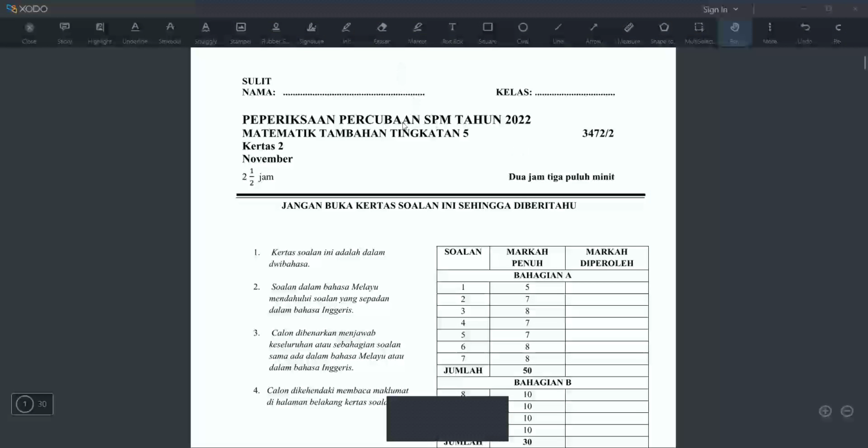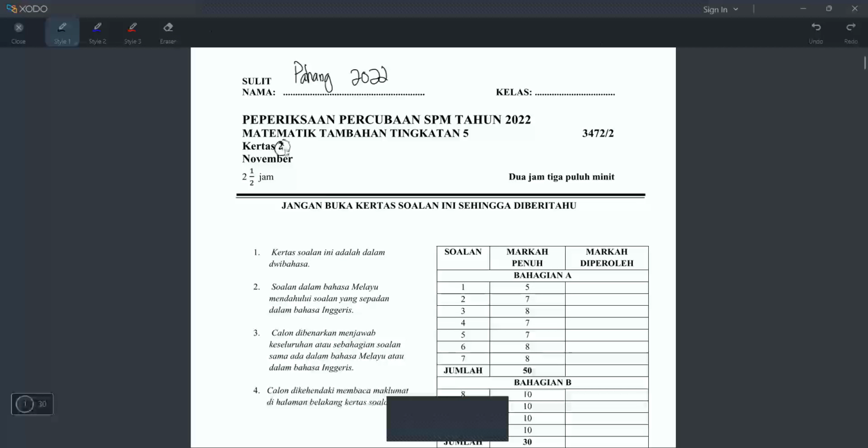Okay, in this video I'm doing the Pahang paper. This is the Pahang trial for 2022, but this is Kertas 2. For the paper Kertas 1, paper 1, I already uploaded about 8 months ago. So here I am, 8 months later, doing paper 2. Hopefully this can help you for your revision.